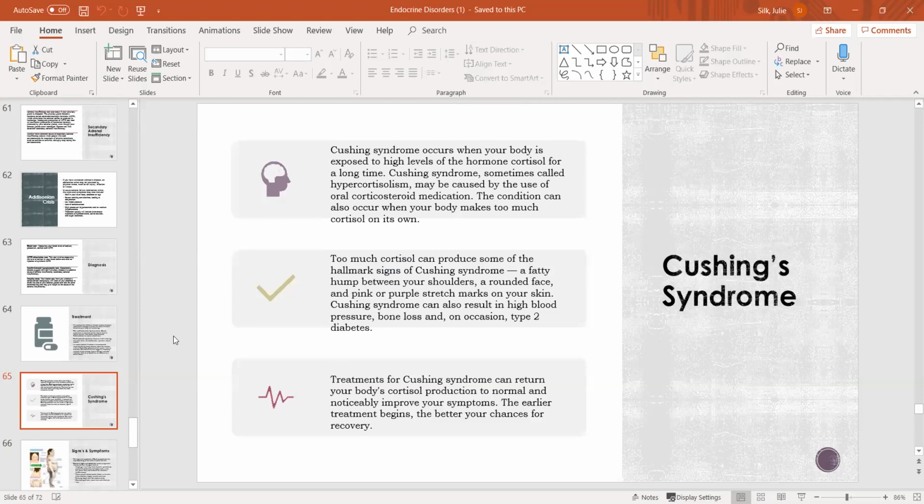Okay, and then Cushing's. So Cushing's is now we have too much of those hormones we were just talking about. You remember glucocorticoids and mineralocorticoids? Now we have too much of all of that. Cushing's syndrome occurs when your body is exposed to high levels of cortisol for a long time. It's also called hypercortisolism. Too much cortisol can produce some of these signs that we're going to look at here, so you'll see certain things and think, oh, that's Cushing's.